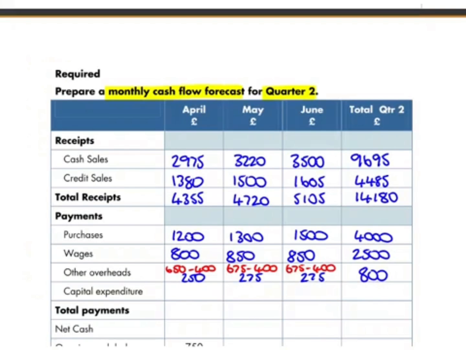So if we put that into our cash flow pro forma, we have total receipts in April of £4,355, total receipts in May of £4,720, and total receipts in June of £5,105, and that gives us £14,180 in total in quarter two, made up of £9,695 worth of cash sales and £4,485 worth of credit sales.